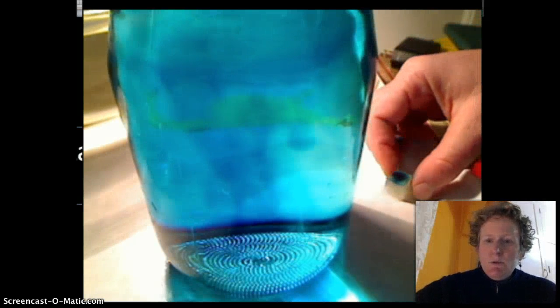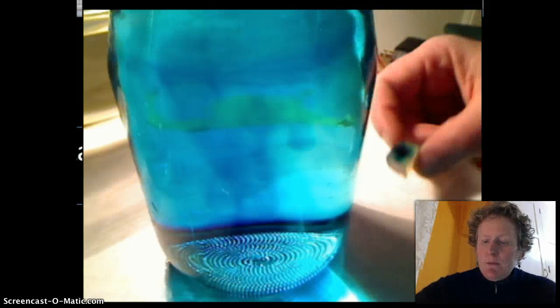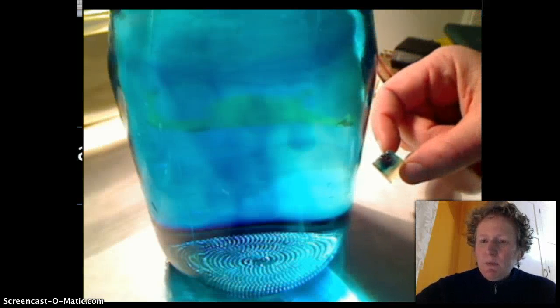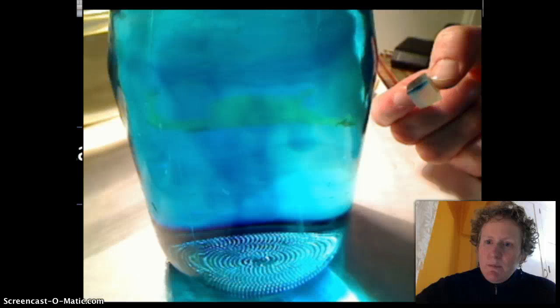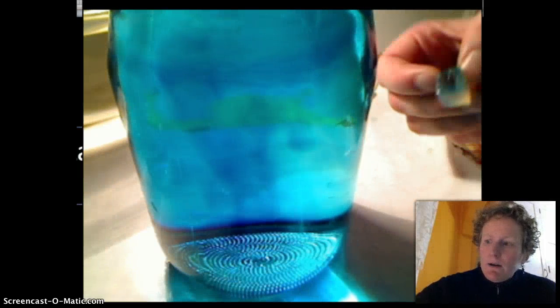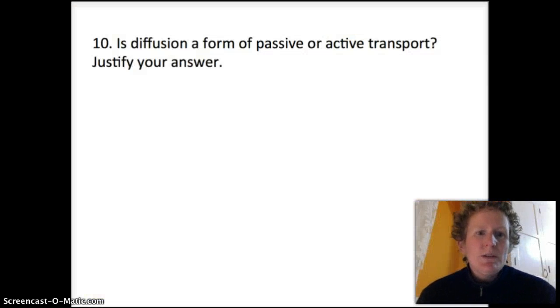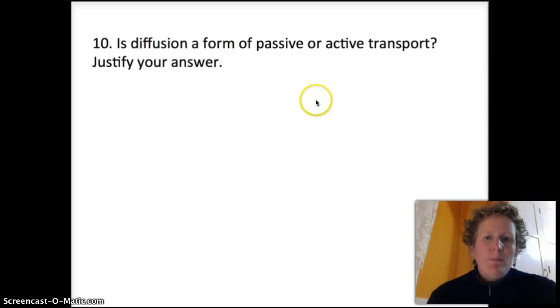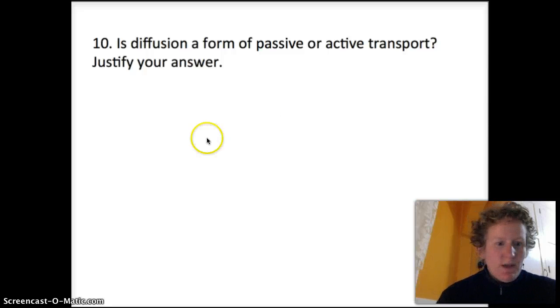And just to show you that you can diffuse food coloring more than just across water, I put a little bit on an agar cube here, and you can see the blue color is diffusing into the agar cube. So at the end of part 2, we talked about is diffusion a form of passive or active transport, and we decided that it's passive transport since it does not use energy.